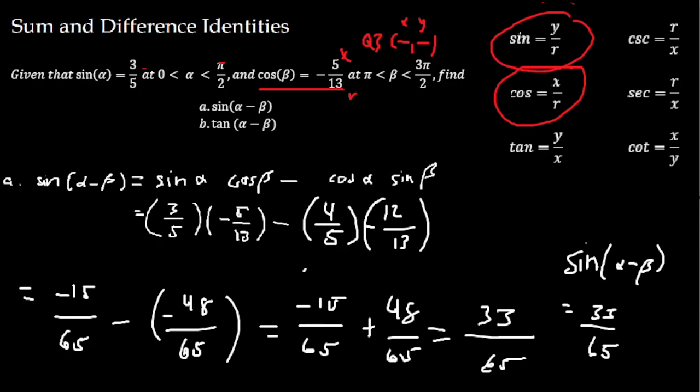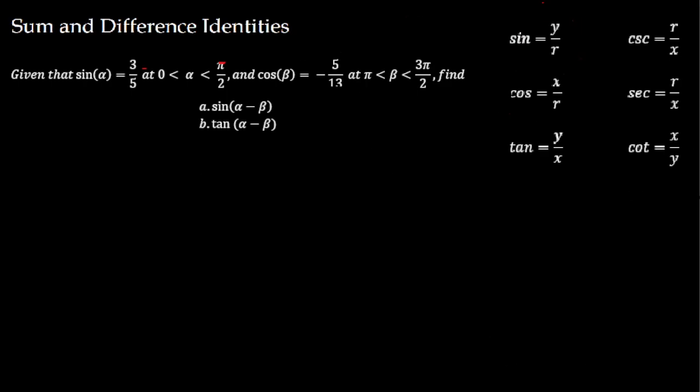That's all. We still have to solve letter B. So, wait. Now, let us solve for... I'm tired, but okay. Let us solve for the tangent of alpha minus beta.